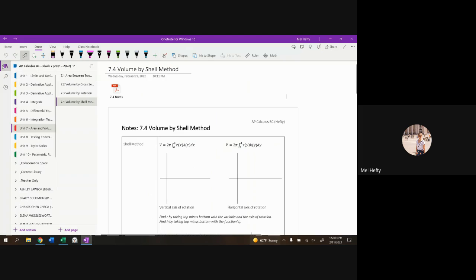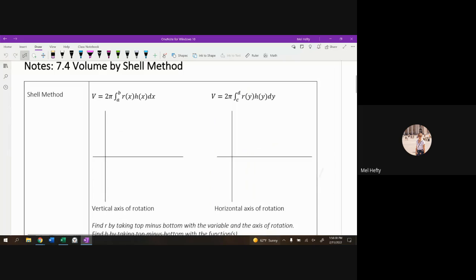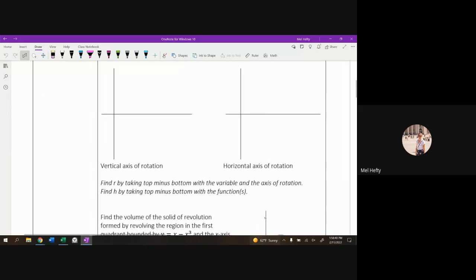So first of all, we need a new volume or a new area formula. We can't use pi r squared anymore because that's not a circle anymore. So I'm going to draw some pictures. What was that noise?